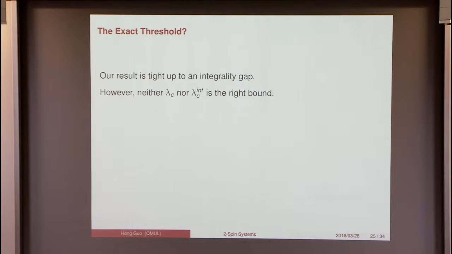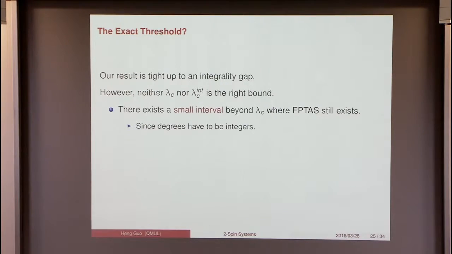Another question is, what is the exact threshold? Remember, we have this lambda c and lambda c int. They differ by a very small gap. However, we notice that neither of these is the right bound. So none of them is tight. There exists some small interval beyond lambda c where the FPTAS still exists. That is because the degree has to be an integer. Remember, in lambda c, we have some delta c, which is not necessarily an integer. That works as the degree for our algorithm. But the degree has to be an integer. So we can actually show there exists a small interval beyond that where an algorithm still exists.